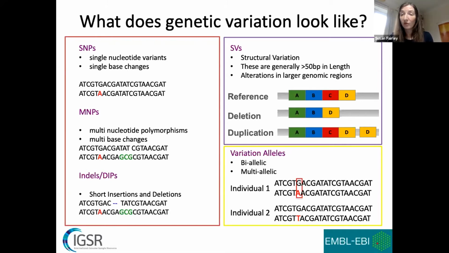And so if we see just 2 versions of a given variation, we call it biallelic. If it becomes more than that, then it's termed as being multiallelic.